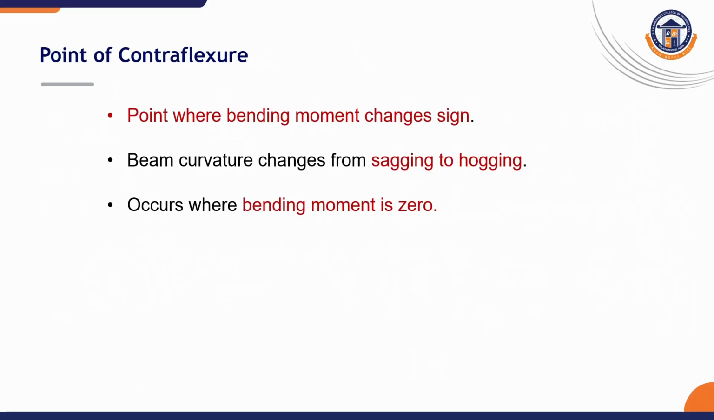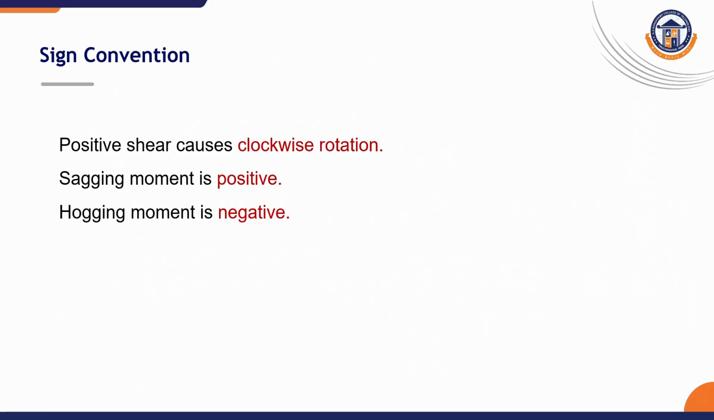Point of contraflexion. The point of contraflexion is a location where the bending moment is zero and curvature changes from sagging to hogging. This point occurs mainly in continuous and fixed beams and it is important in structural detailing. Sign conventions. According to the standard sign conventions, clockwise shear force is positive, sagging moment is positive, and hogging moment is negative. So we have to use the correct sign conventions, which is essential for accurate analysis.